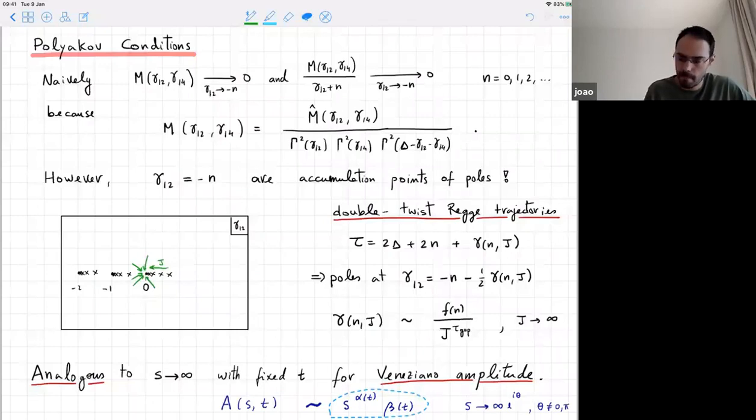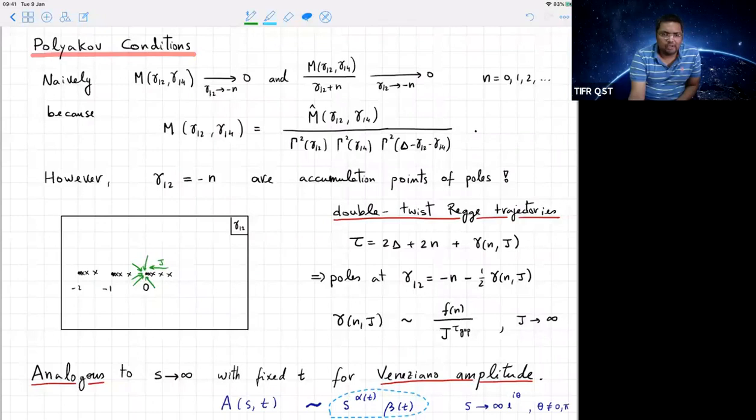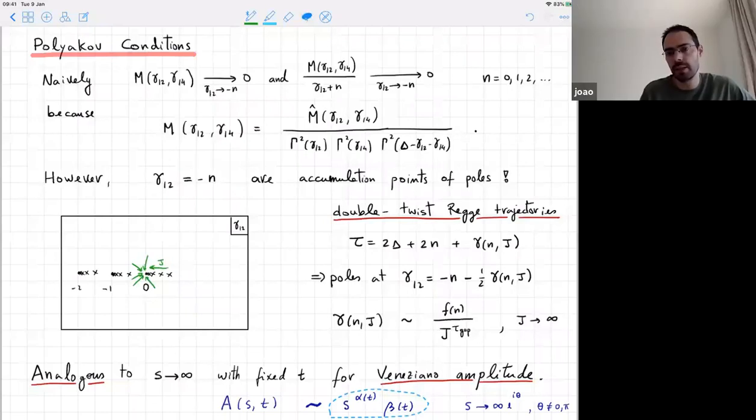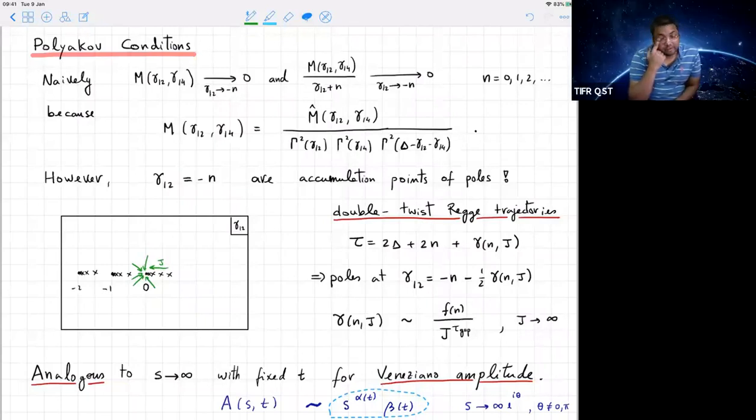Okay, João, this analytic structure with the poles is for M, right? Not M hat. Well, both are the same, right? The difference between one and the other in this neighborhood is multiplying by gamma 1 2 squared, one of the gamma functions. So it will just change the power with which you approach this accumulation point by 2. Okay. Thank you.